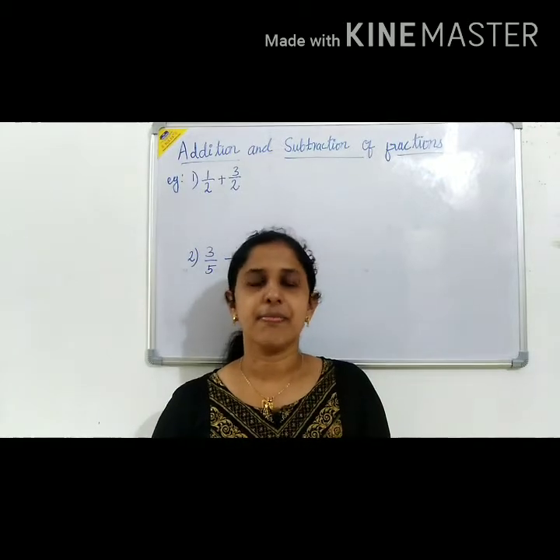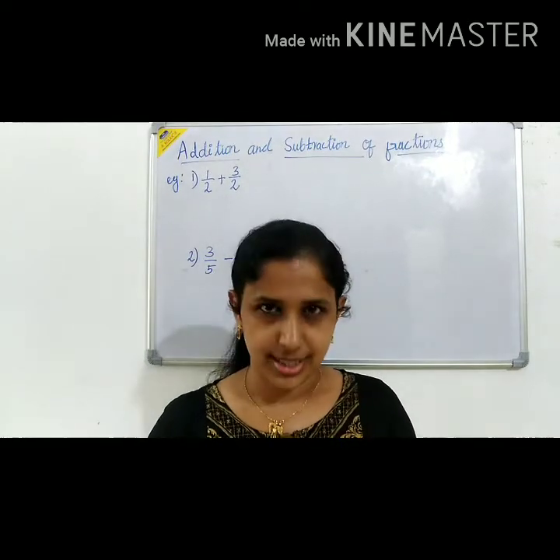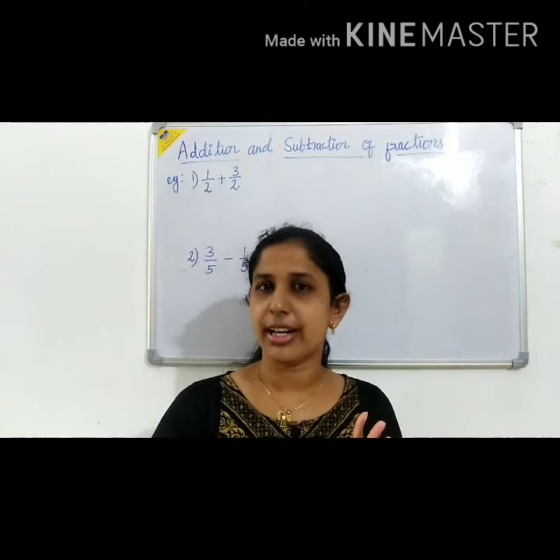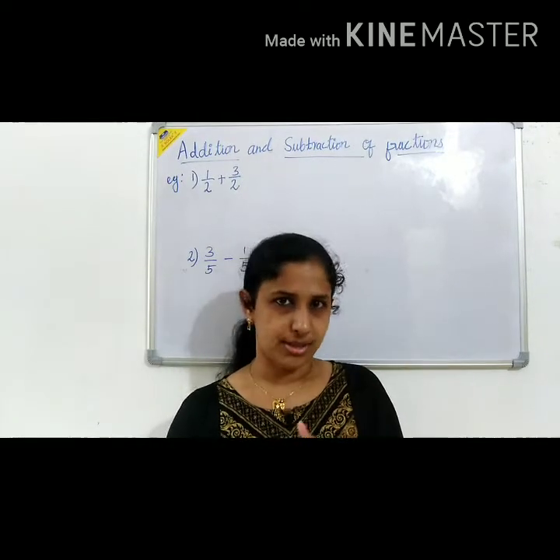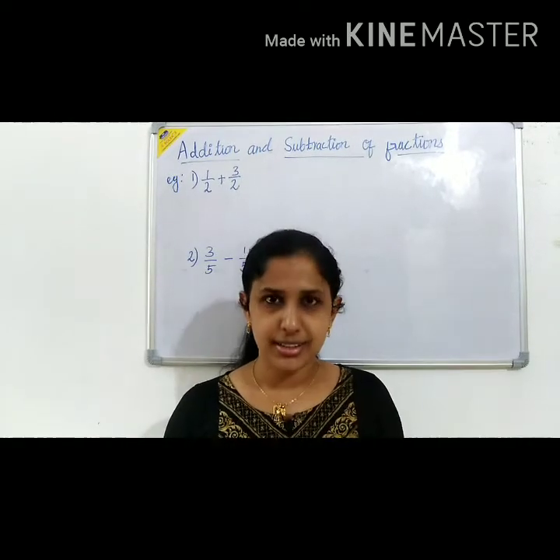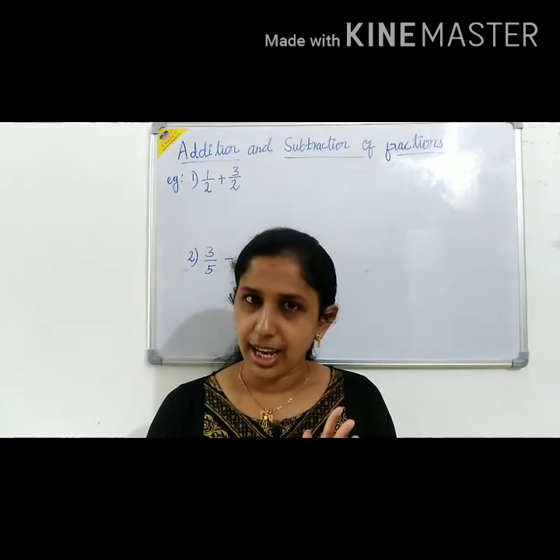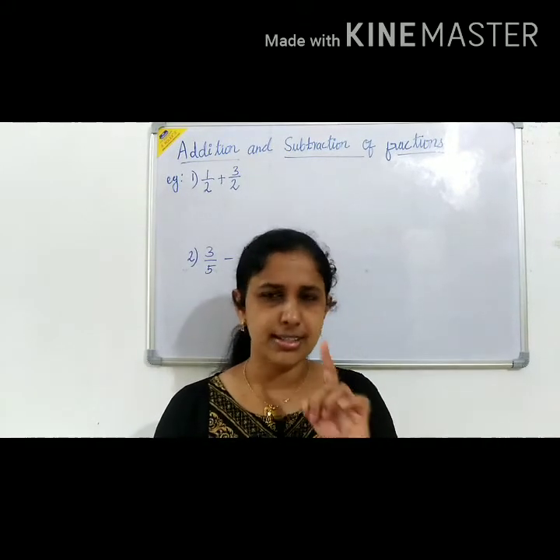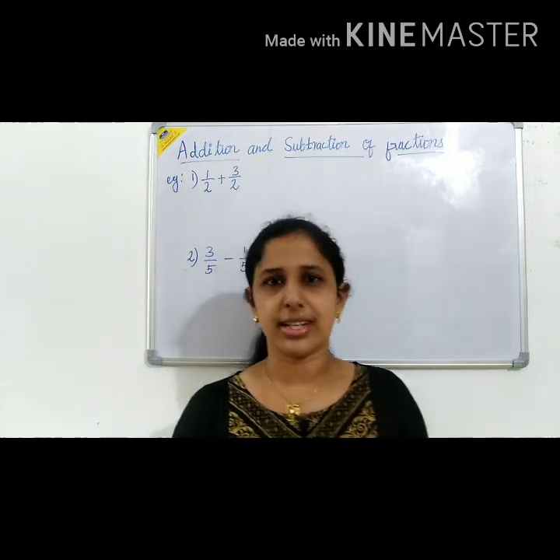For adding and subtracting fractions, two rules are there. The first rule is if the denominators are same, we can directly add or subtract the numerators of the fractions. Once again, if the denominators are same, directly we can add the numerators or directly we can subtract the numerators. This is the first rule. We can see two examples here.